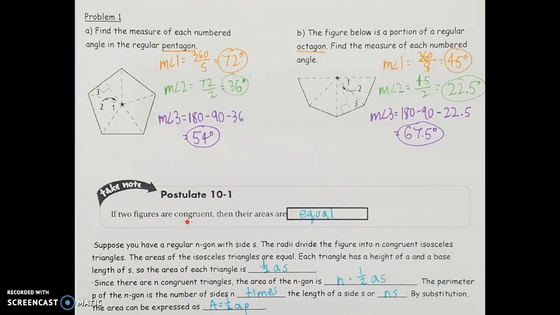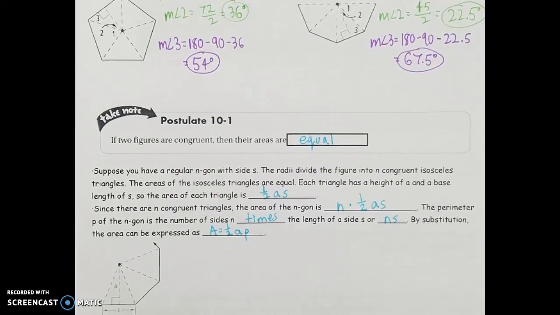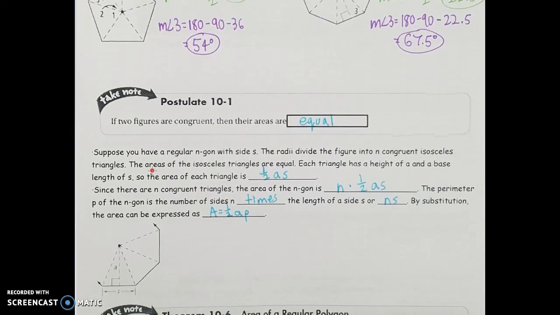So if 2 figures are congruent, we also know their areas are equal, and that's going to be helpful with some of these area formulas we're going to deal with. Suppose we have a regular n-gon with side s. The radii divide the figure into n congruent isosceles triangles. So kind of like how those figures were portioned up before with those dotted lines, we can split our regular polygon up into a bunch of triangles.